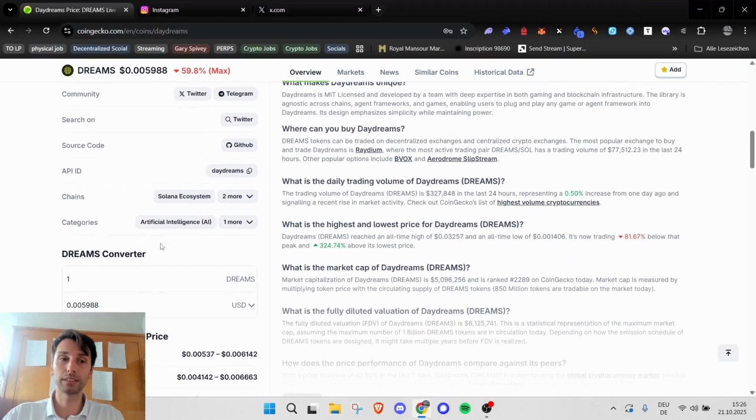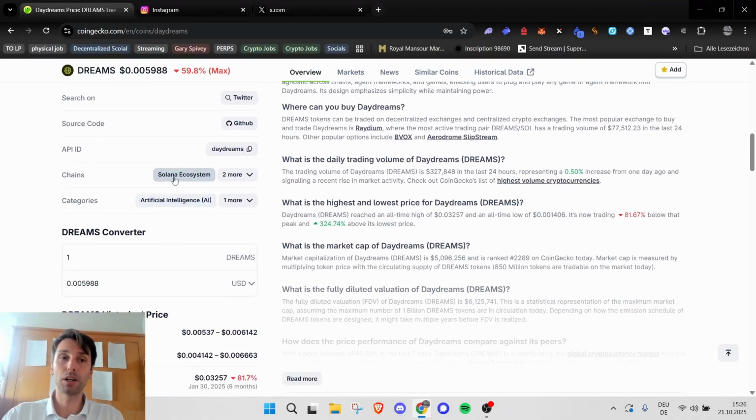You can search it, and at the bottom, also interesting, is which ecosystem it's in. So it's in the Solana ecosystem. It's also on Base and Starknet. So which chains, and categories: it's an AI project and at the same time an AI framework.